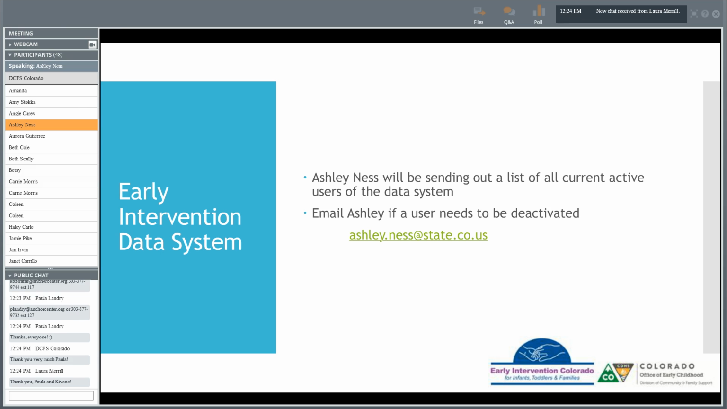I am also going to be sending out a list of all of the current active users of the data system to individual CCBs. So there's quite a few of them out there that are active, or users that are active that have not logged into the system yet. So I'll just have everybody take a look at that document, and then you can just send it back to me if people on there need to be deactivated. So if you need to add new people, you can always email that to me, but also it's just important to email me when users no longer need access to the data system.